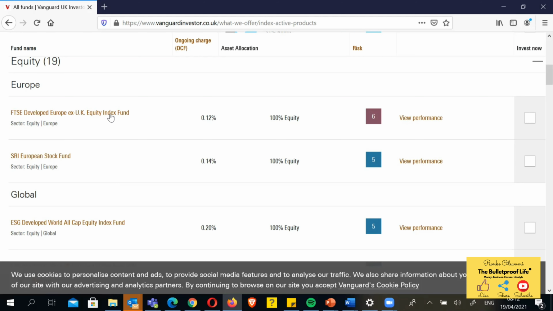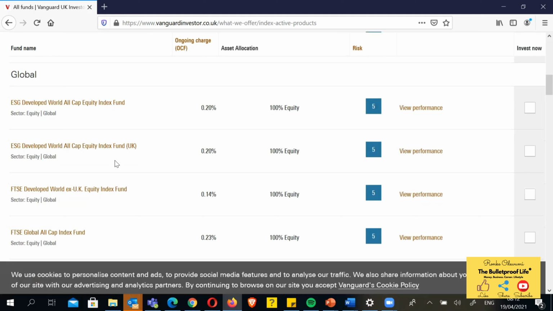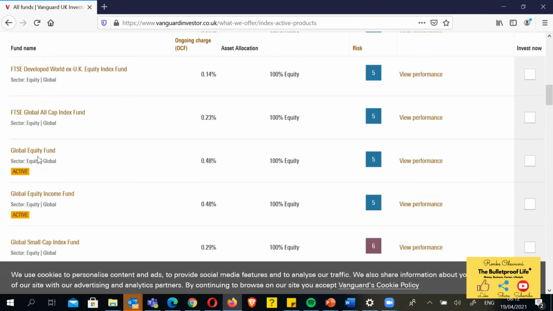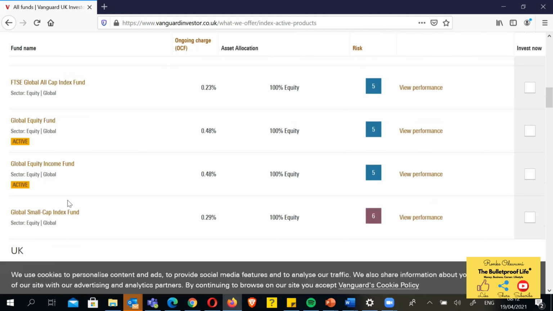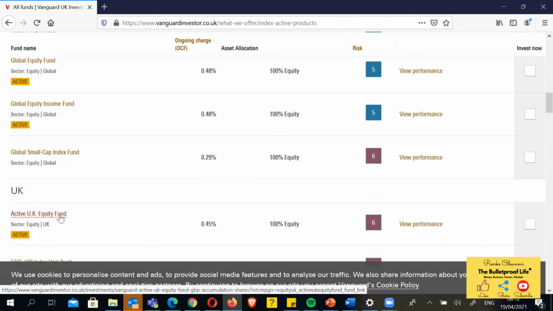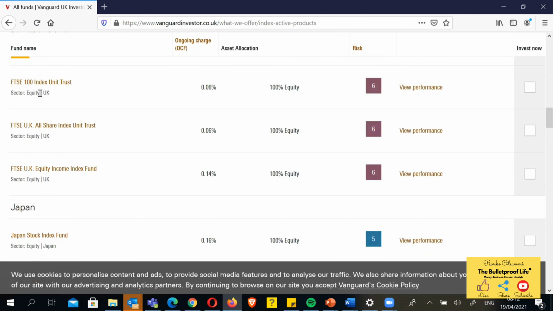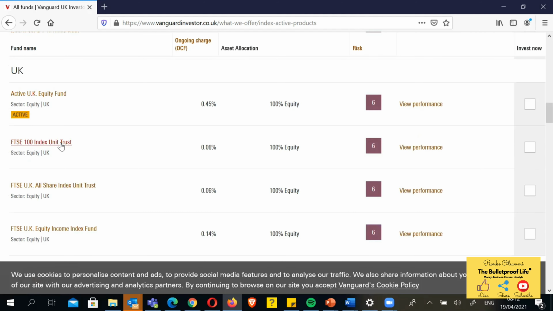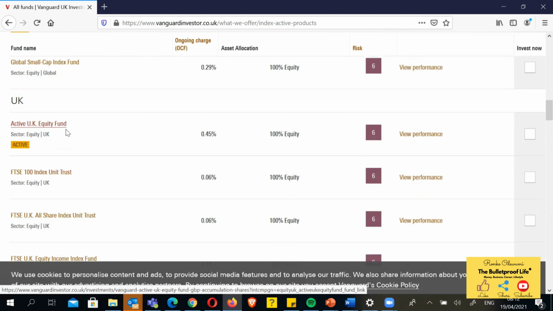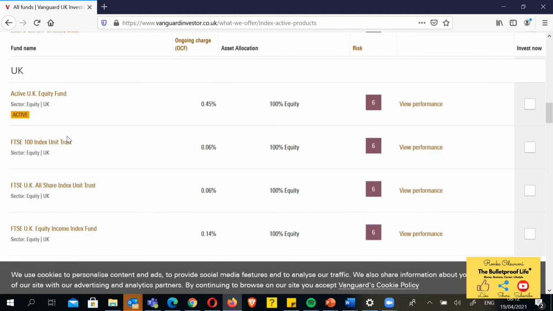They've got an index fund and then they've got an active fund. Under the global fund, they've got all these index funds, and then they've got the ones that are active funds. They're not index funds. And then they've got the small cap index fund. So they've got a mix of both index funds and active funds. Same applies to the UK, which is a mix of index and equity funds. I was going to be surprised if they had just index funds here.